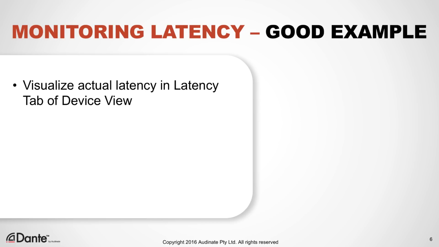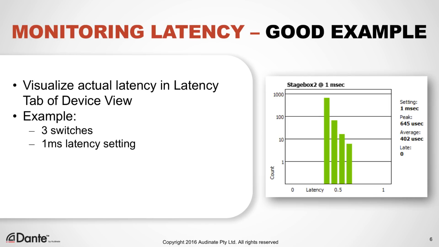The latency monitor in Dante Controller shows you the real status of latency and is the best indicator that you have configured to work well on your real-life network. In this example, we are using 3 switches and a latency setting of 1 millisecond, the default for most Dante devices. We can see that the packets are arriving at different times, but that all of them are well below the latency setting of 1 millisecond. This is a healthy state of affairs.